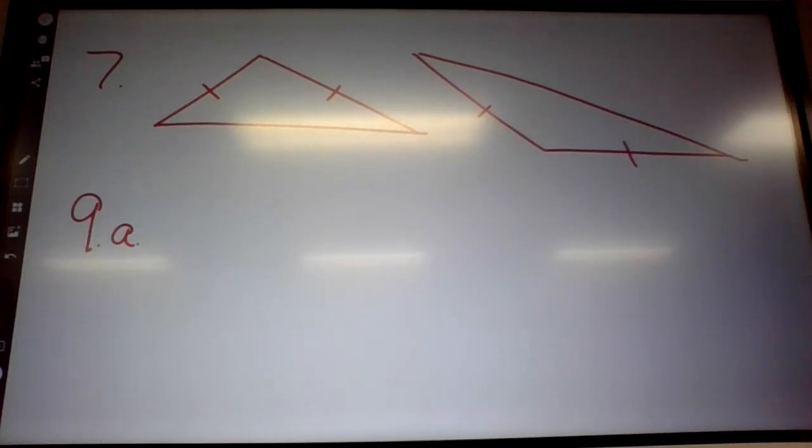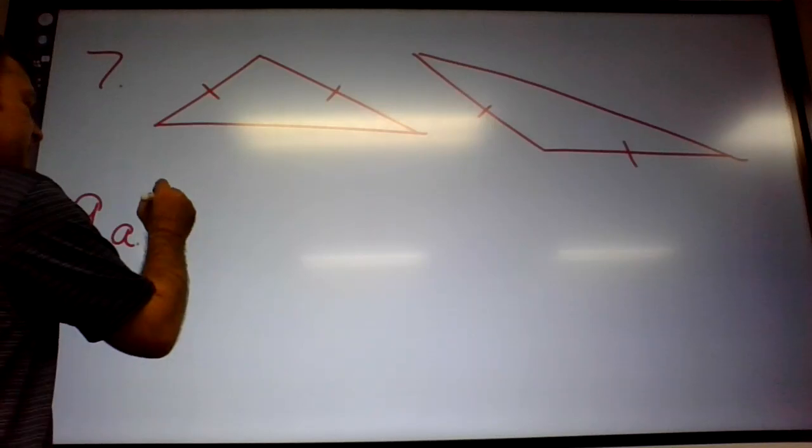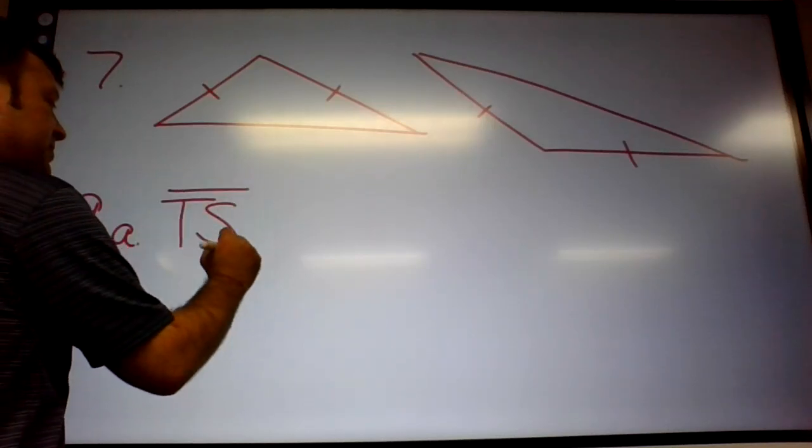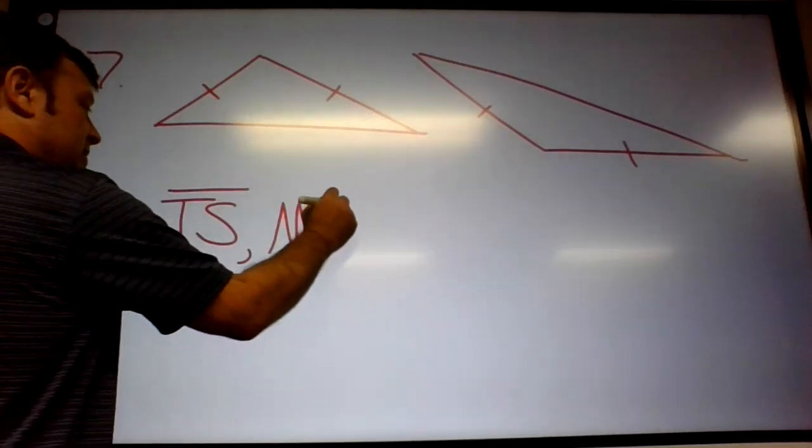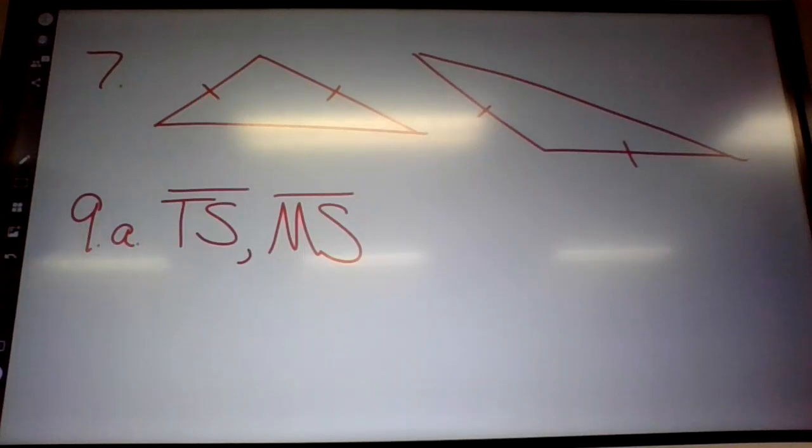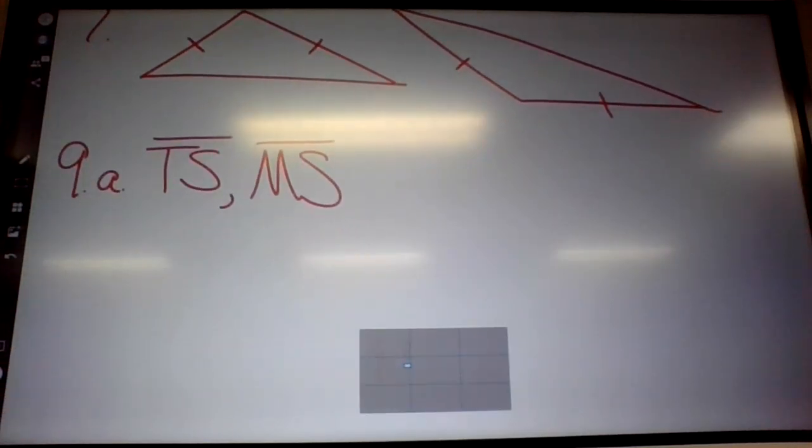Huh? T and M are points, not sides. So what was the side on the top? Line TS and line MS. Okay, line TS, line MS. So TS, those are like line segments, right? So put a little segment symbol on top. Yeah, if the letter's on a corner point, that means it's the point in the corner, not the line. So you have to say TS, MS.